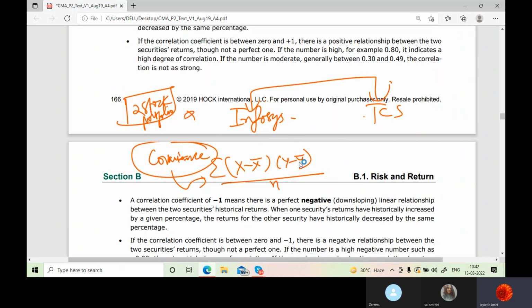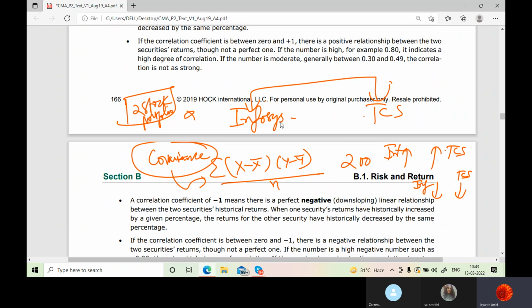So I found the covariance between Infosys and TCS, and let's say 200 is the number I got. What does this 200 tell? This tells that there is a positive relationship between Infosys and TCS. That means if Infosys stocks go up, the TCS stocks would also go up. So this shows the direction. And a positive relationship also means if Infosys stocks go down, the TCS stocks would also go down. That is what a positive relationship is all about.